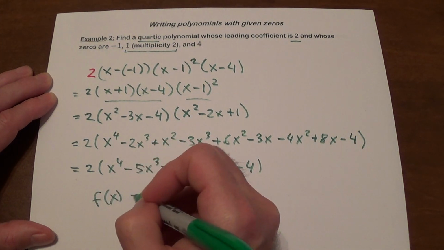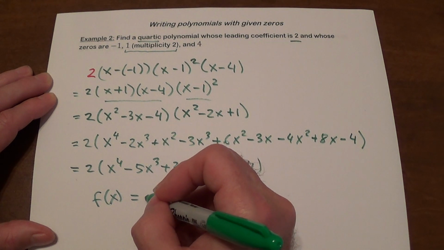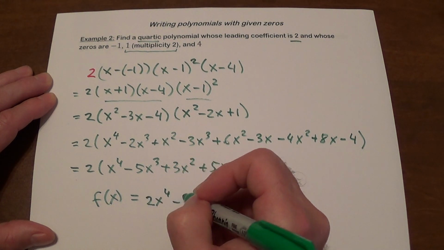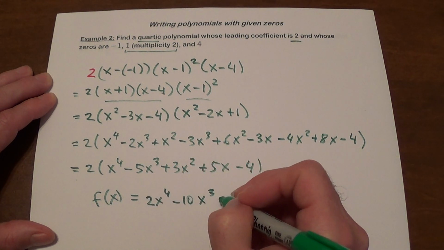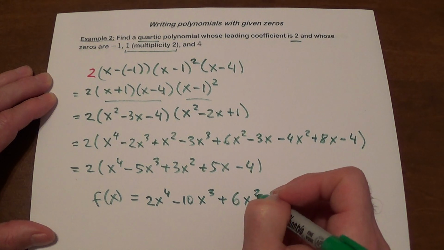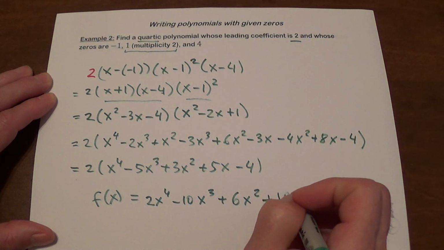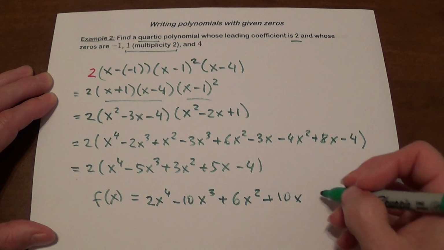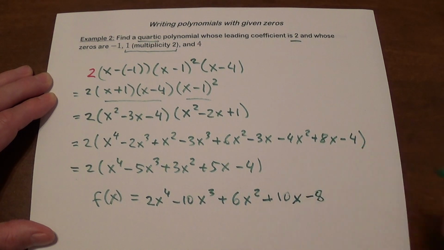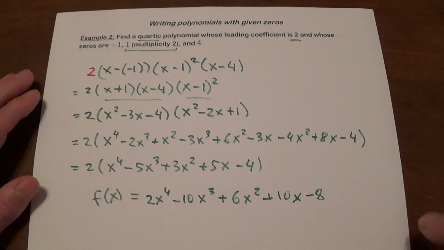So our polynomial function is going to be 2x to the 4th minus 10x cubed plus 6x squared plus 10x and a minus 8. And we're done. Next problem.